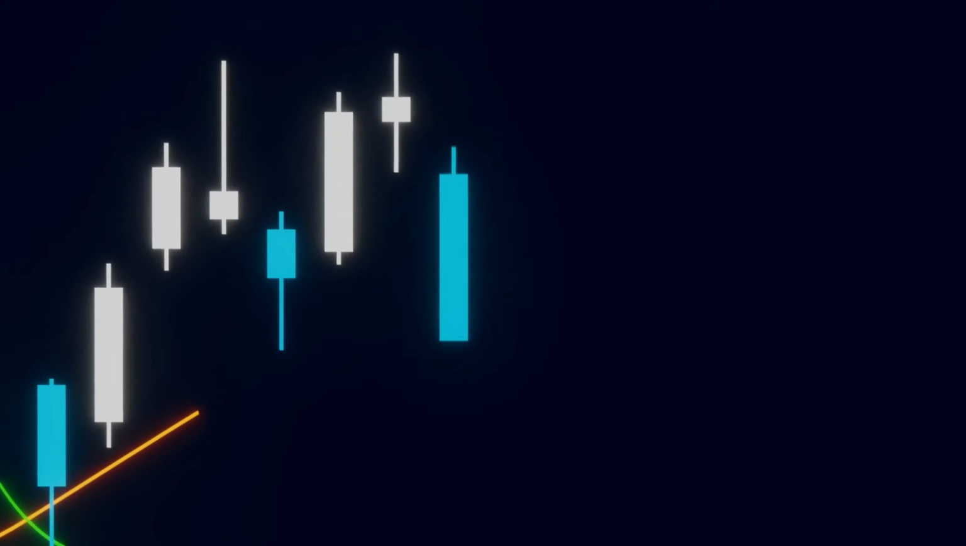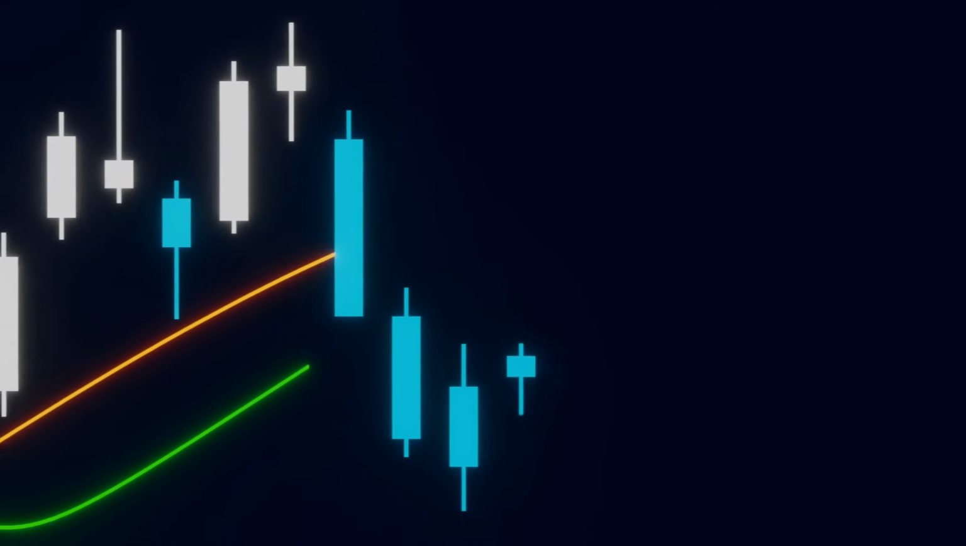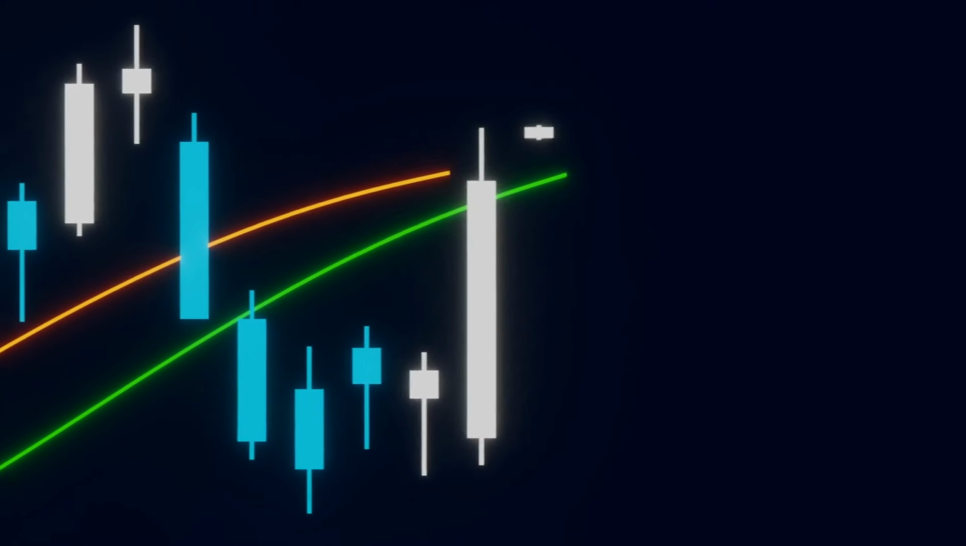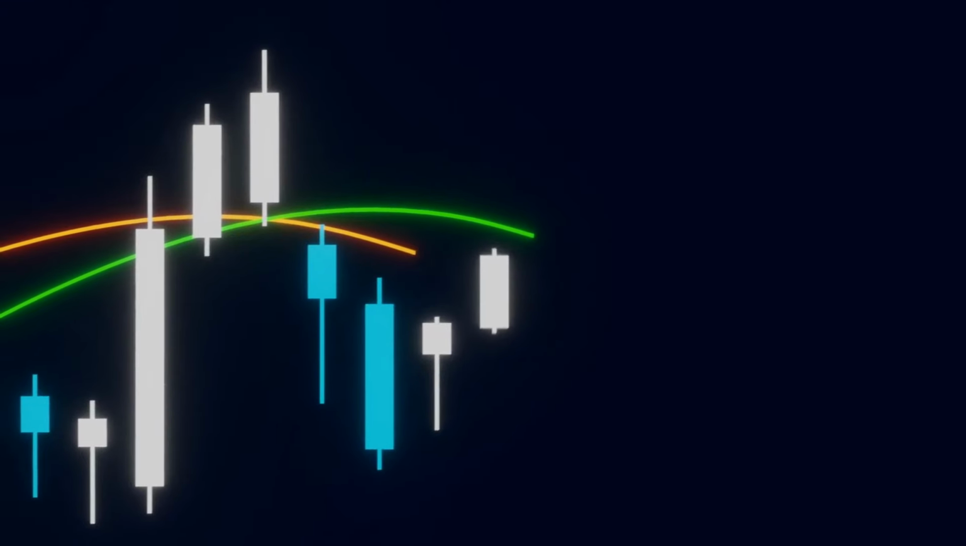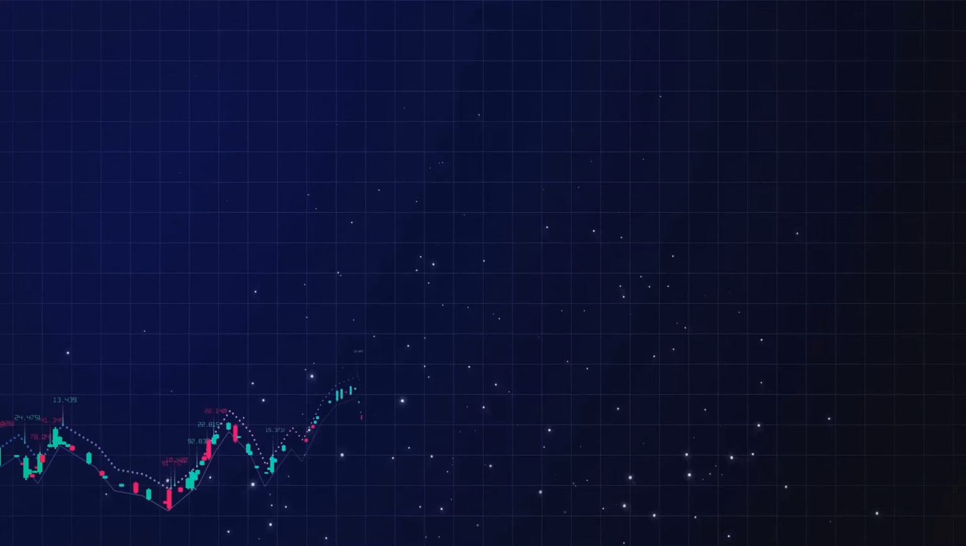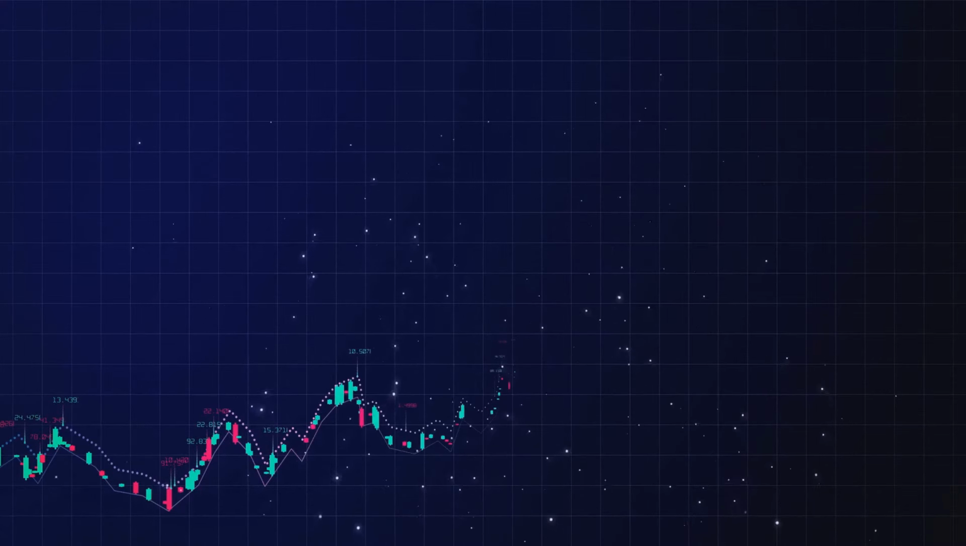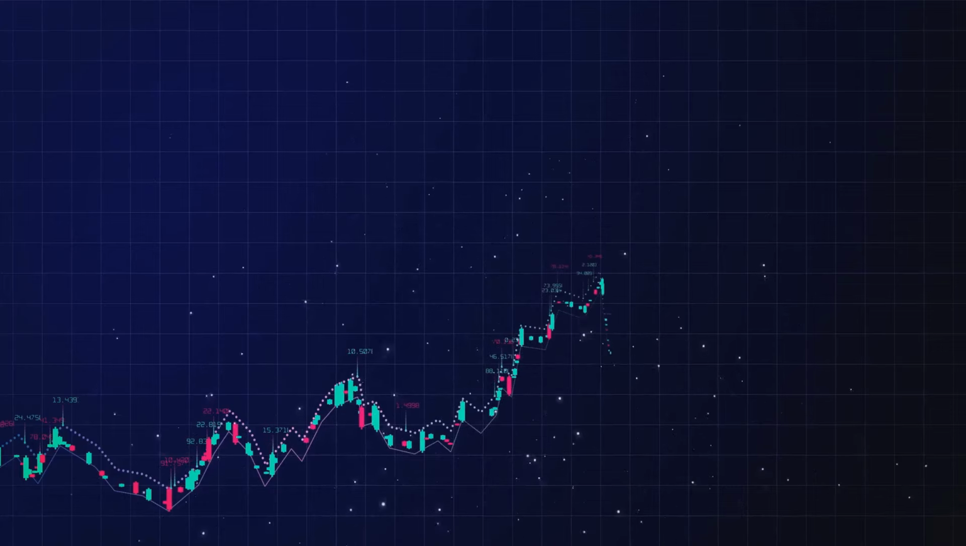But what exactly does a candle chart show? It's quite simple, really. A candle chart displays four crucial pieces of information: the opening price, the highest price, the lowest price, and the closing price for a specific period. This combination of data gives traders a comprehensive view of market trends and potential shifts in momentum.